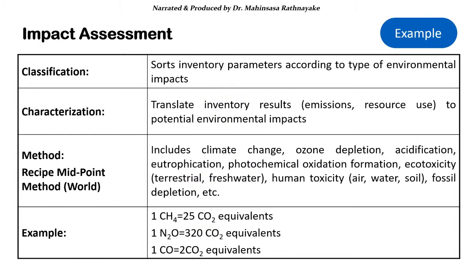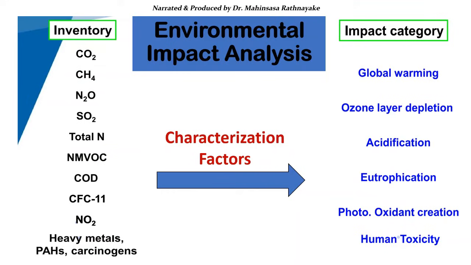After inventory data analysis, the third step is environmental impact assessment. There we have to translate every inventory result into potential environmental impacts. The impact assessment method must be selected according to the scope definition. In this example, I selected the ReCiPe midpoint world method because there is no exact impact assessment method for the selected location. This is how the inventory data are translated into corresponding environmental impacts.